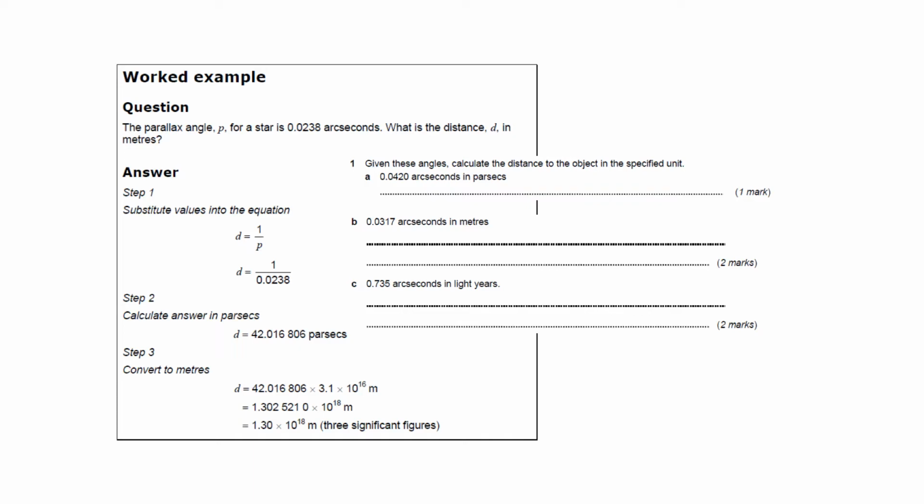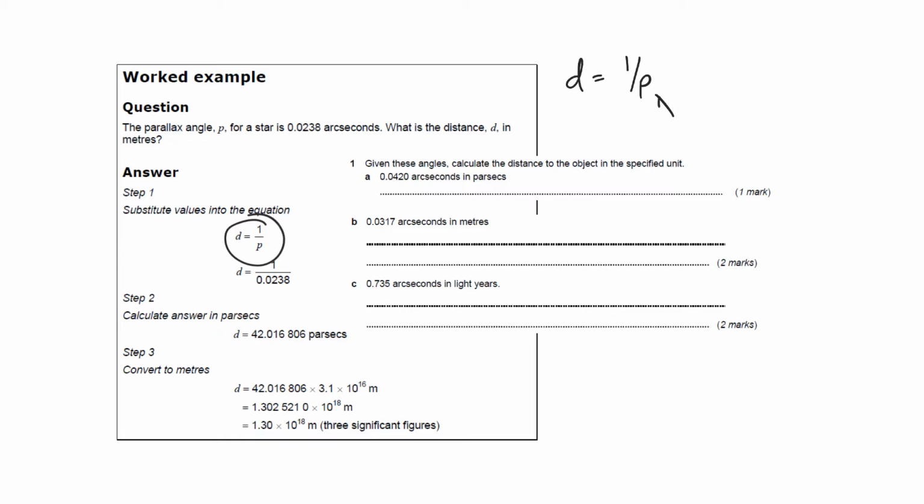Okay, let's just go through the first one. Given these angles, calculate the distance to the object in the specified unit. 0.0420 arc seconds in parsecs. So we always start with the equation: d equals 1 over p. It's really important to know what p is and what d is, because it can be confusing. Although, because d is 1 over p and p is 1 over d, it's not the end of the world if you don't.